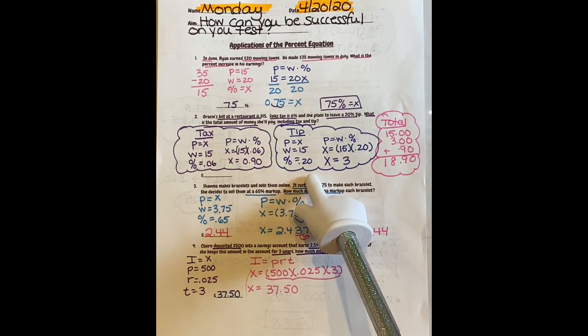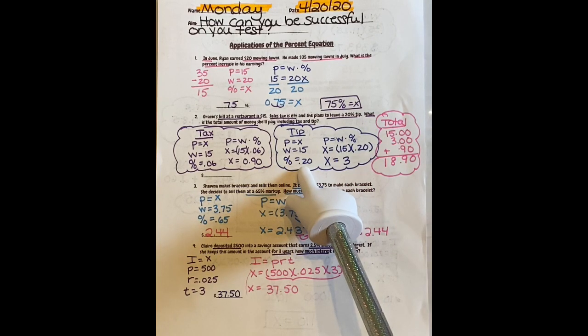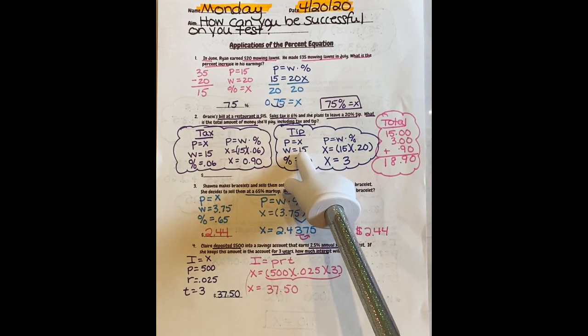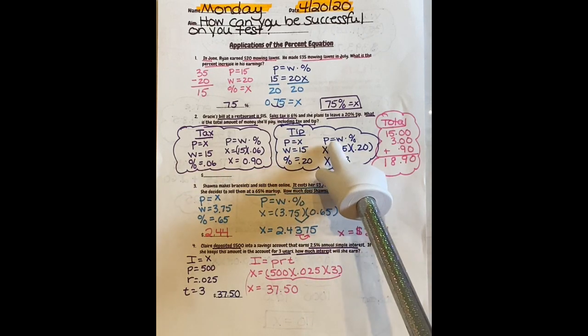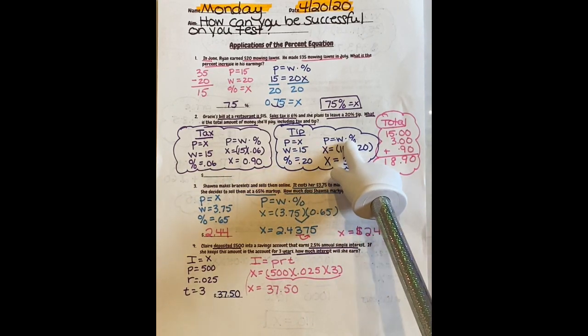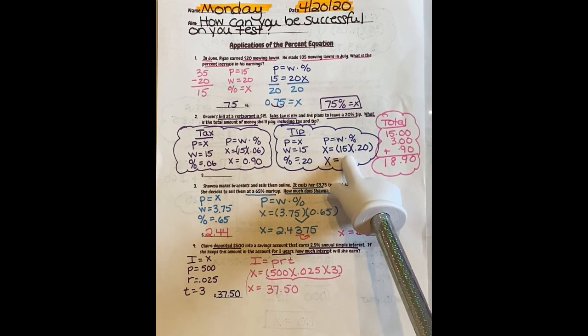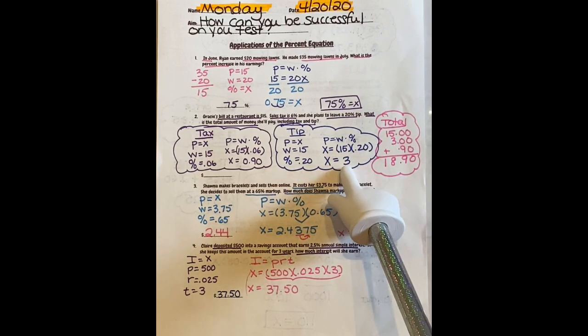So if I go back and reread, it says that she's planning on leaving a 20% tip. So my percentage is 20. As a decimal would be 0.20. Your whole is the original amount, which is $15, because again, you pay tax and tip on the same amount. And then I'm trying to find my tip, which means my part is unknown. So now I'm going to substitute into my percent equation. Part equals whole times percent. My part is unknown. My whole is 15. My percent is 0.20. I multiply 15 with 0.20 to get $3.